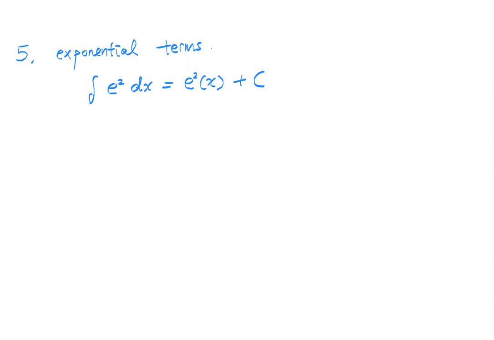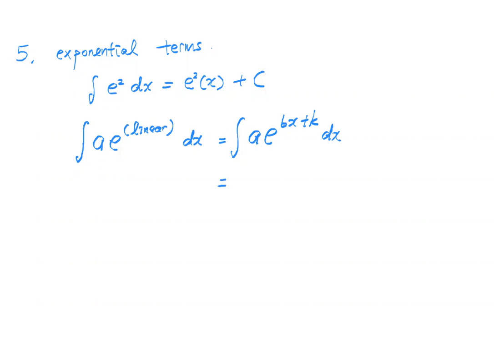So bear in mind, which exponential terms can I find the integral of? It must be a number e, and the power here must be linear. For example, a e to the power of bx plus k, dx. Linear means bx plus k. k can be 0, but b cannot be 0. So this will be the first step: copy down the whole thing.